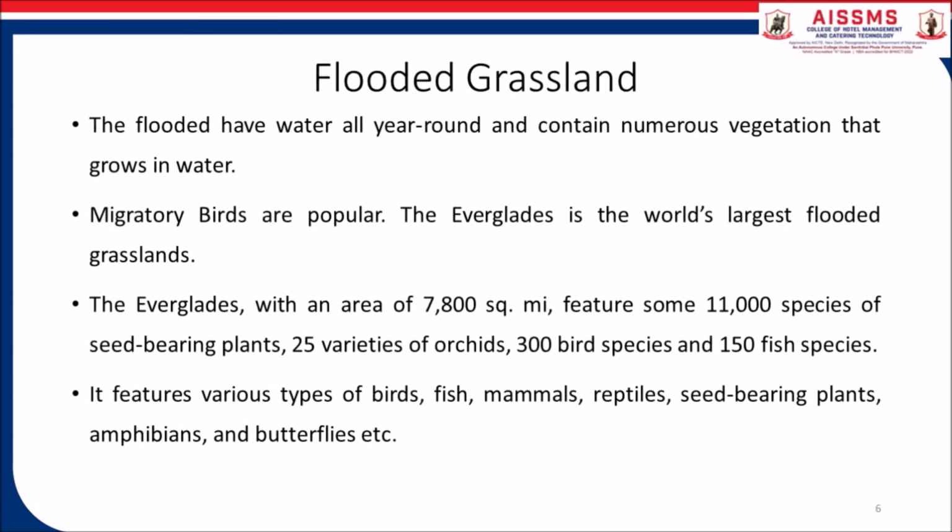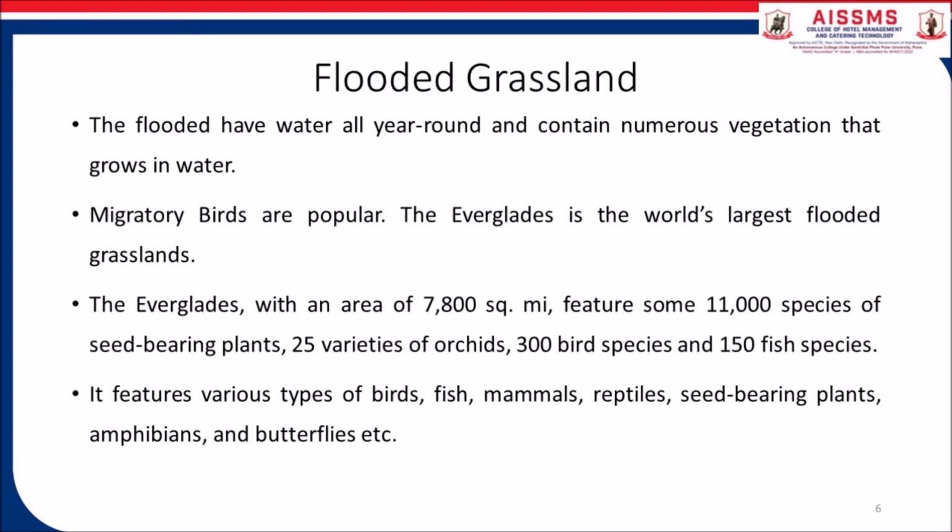Third will be the flooded grassland. As the name suggests, the flooded grasslands have water all year round. Furthermore, these grasslands contain numerous vegetation that grows in water. Various water birds migrate to these areas, while some are residents of it. Most noteworthy, the Everglades is the world's largest flooded grassland.